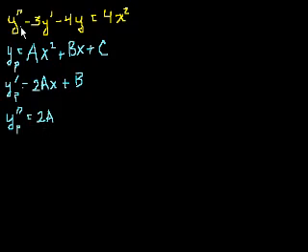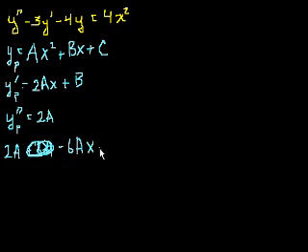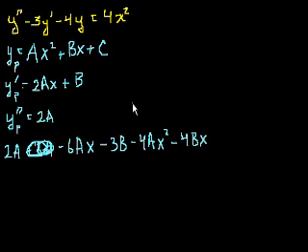We get the second derivative, 2a, minus 3 times the first derivative. Oh no, sorry. Minus 3 times this, so minus 6ax minus 3b, minus 4 times the function itself, so minus 4ax squared minus 4bx minus 4c. That's just 4 times all of that. That's going to equal 4x squared.